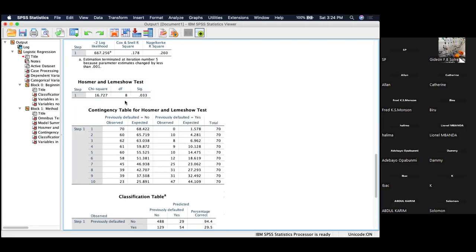Now, the next thing we want to look at is the Hosmer and Lemeshow test. What does this test do? This test is also a goodness of fit test. Though in this test, we would expect that the test is not significant, meaning we would expect that the significance value is greater than 0.05.